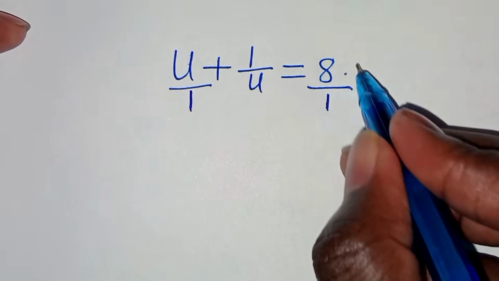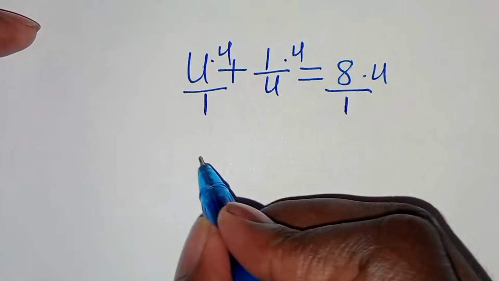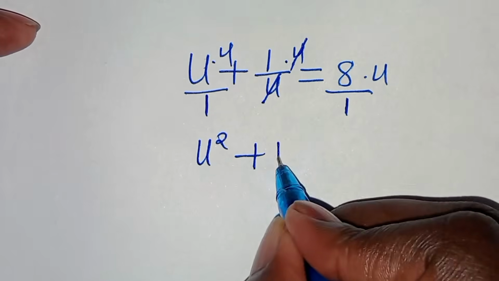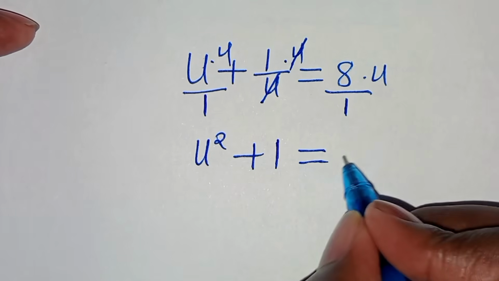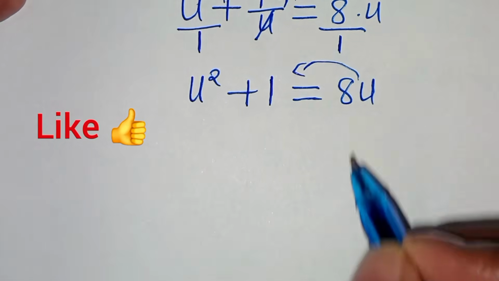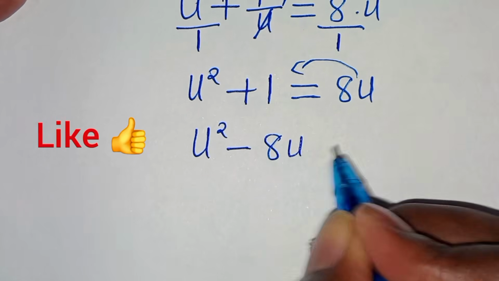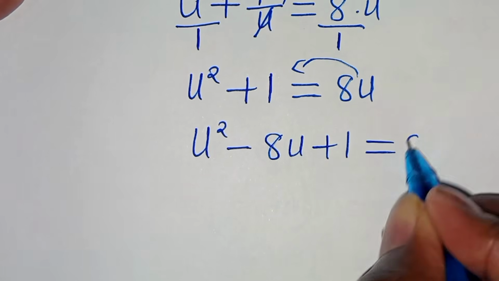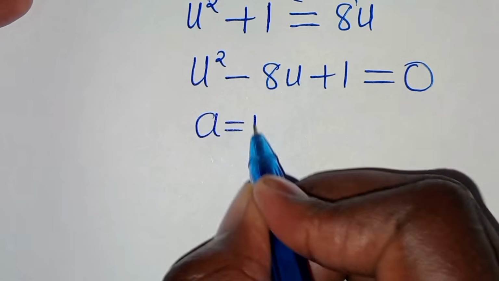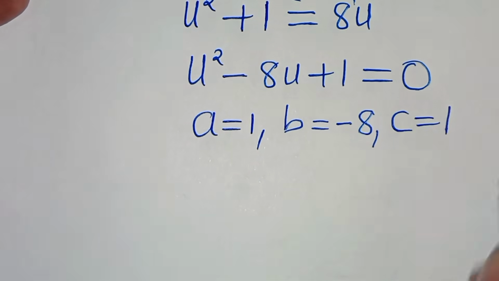Let's multiply everything here by u, so that u times u is u to the power of 2, plus u and u simplify, so this is plus 1. This is equal to 8 times u, which is 8u. Let's take 8u to the left hand side, so that we have u squared minus 8u plus 1 equal to 0. This is a quadratic equation where a is equal to 1, b is equal to minus 8, and c is equal to 1.